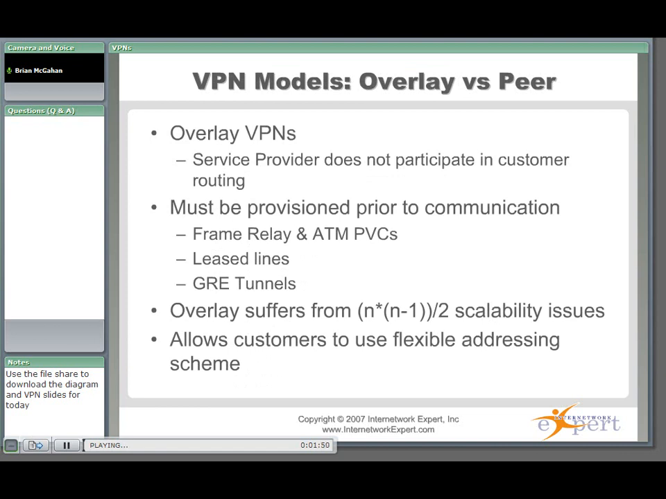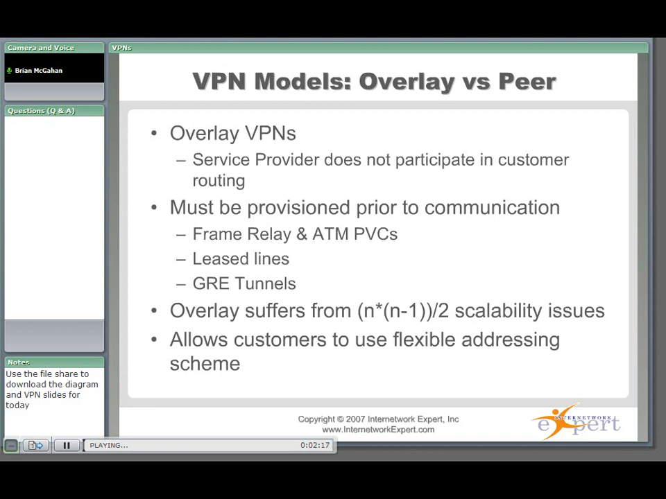Now, traditionally, there's two different models that we have for VPNs. They're called the overlay model and the peer-to-peer model. Now, the overlay VPN model is something like a frame relay PVC, an ATM VC, or a leased line. It's when the service provider is not participating in the customer's topology at all. They're providing just transparent transport across their network.